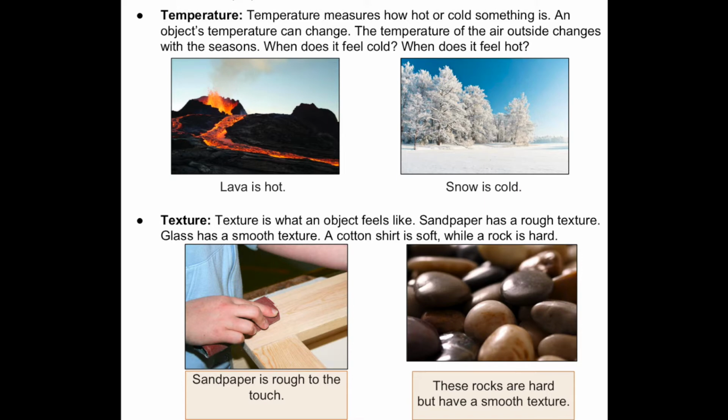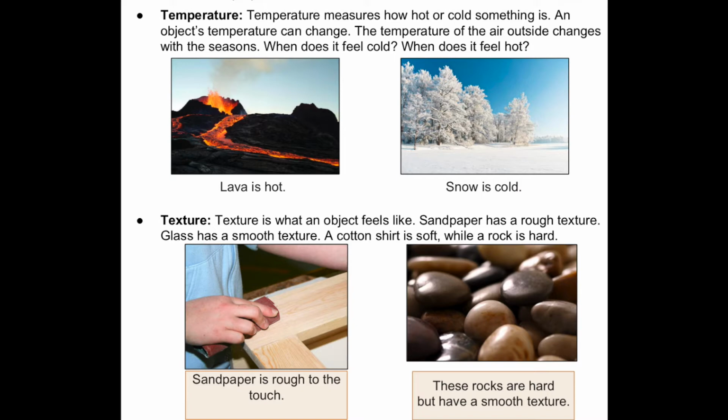Temperature. Temperature measures how hot or cold something is. An object's temperature can change. The temperature of the air outside changes with the seasons. When does it feel cold? When does it feel hot? Look at these pictures. Lava is hot. Snow is cold.